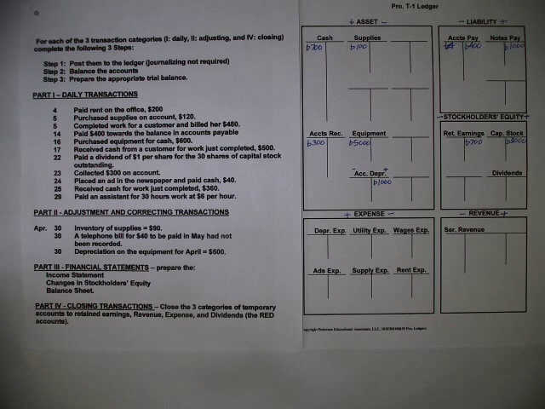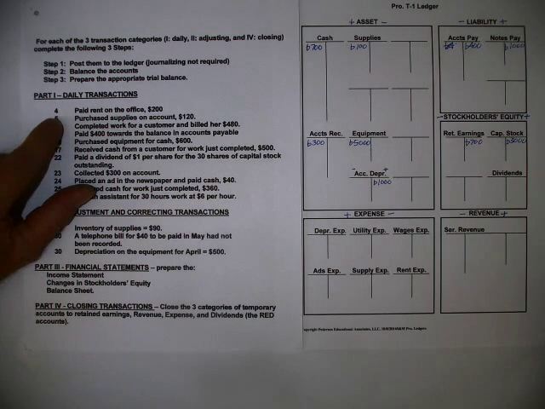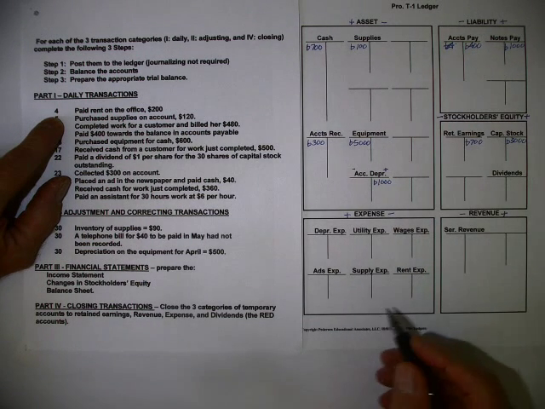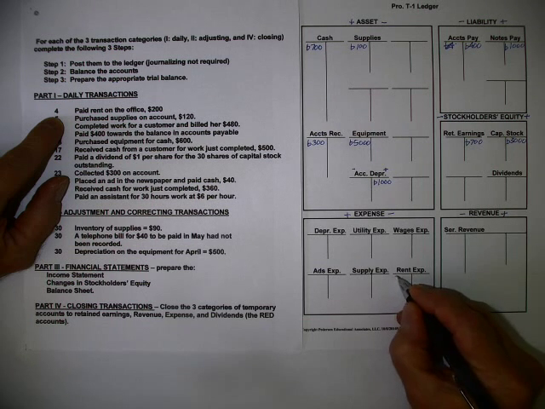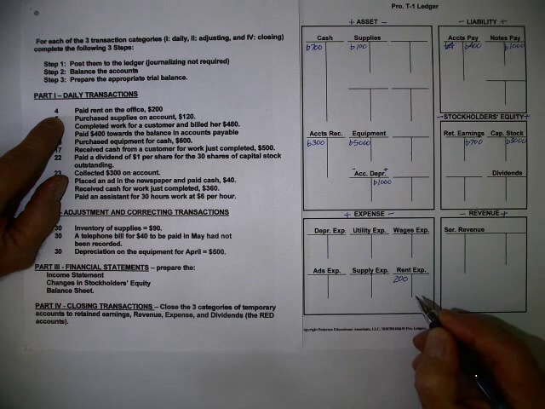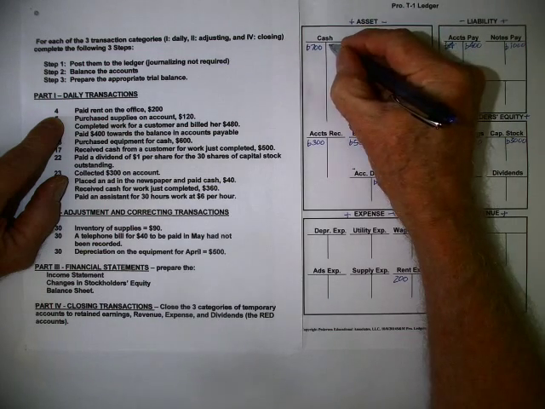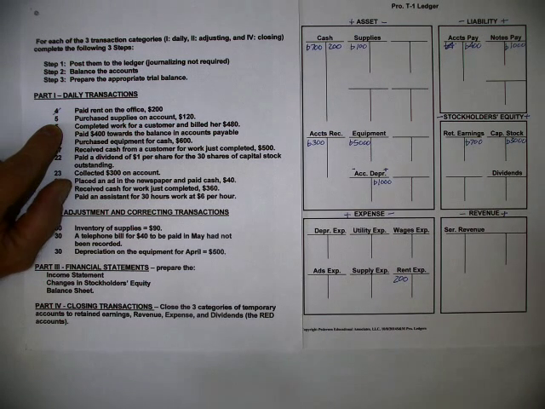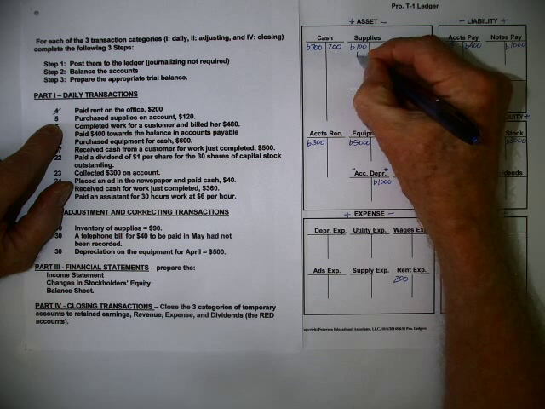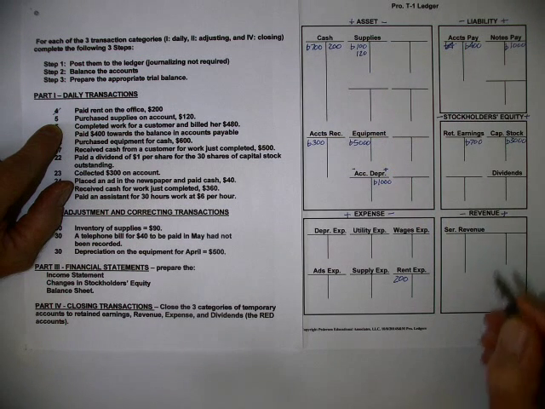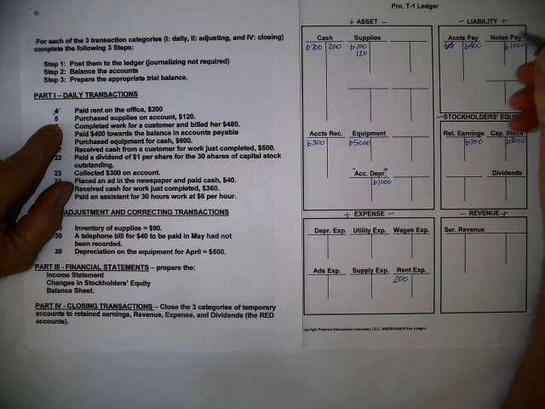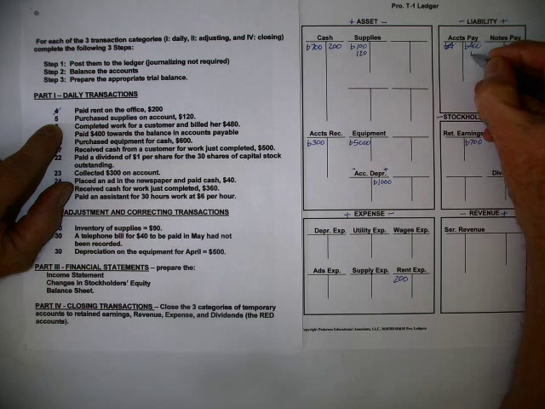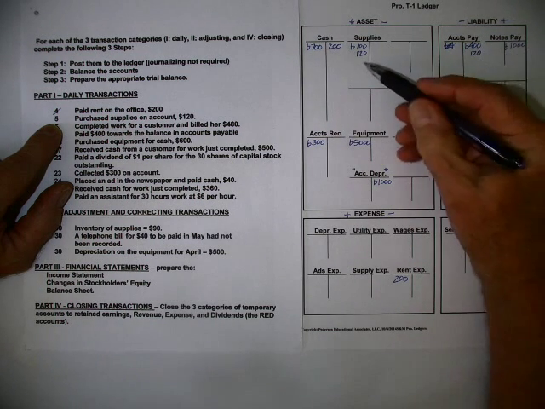So let's start out with April 4th. Paid rent on the office, $200. Okay, so what we're going to do is we're going to increase rent expense by 200. When you pay an expense, it increases. And we're going to decrease cash by 200. Okay, so that takes care of that one. Purchase supplies on account, $120. So we're going to debit supplies, 120, left side. And we're going to credit accounts payable because we're charging these. 120 goes over here. Just remember, every transaction, debit and credit has to be equal.